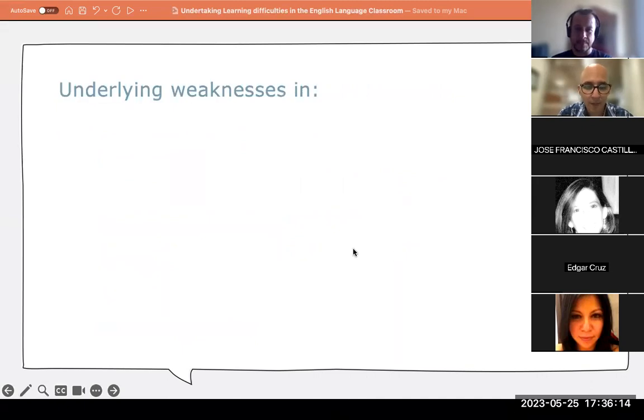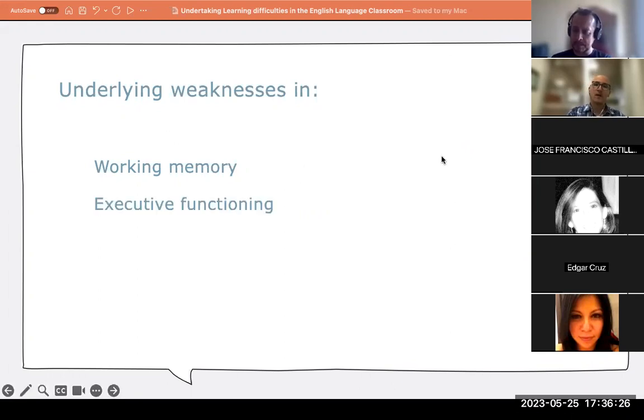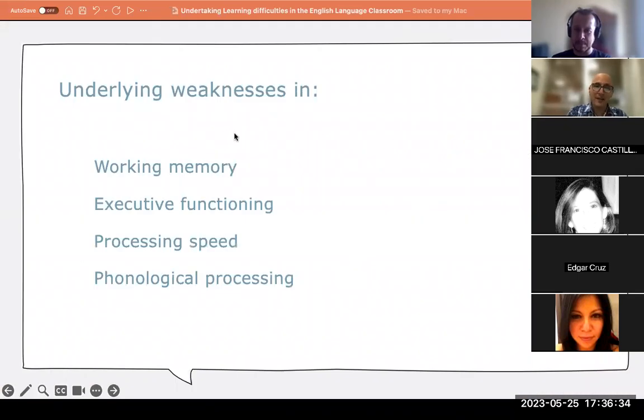And other underlying weaknesses that the DSM-5 mentions is that they have difficulties or differences with working memory, executive functioning, processing speed, phonological processing. And as you can imagine, learning a language requires a lot of memory work. You need to memorize a lot of things, okay? Of course, through lots of repetition, through different media, et cetera. Executive functioning, your organizational skills, okay? Amongst other things.